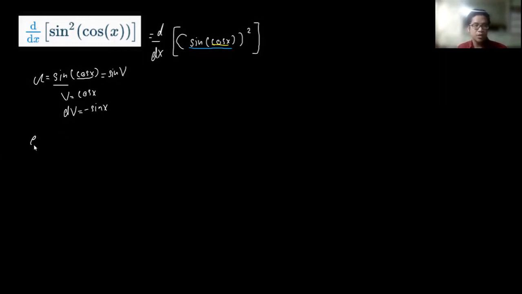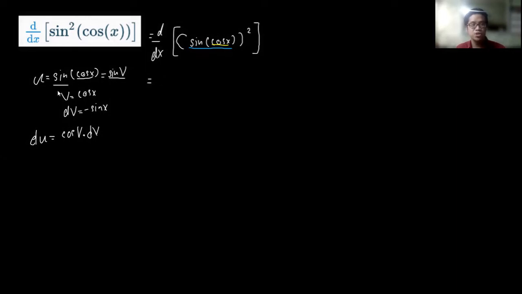Now we have your u, we have your v. Now, how about we get the derivative of your u? So what is the derivative of sine of v? Remember that the derivative of sine is cosine, right? So this is cosine v times the derivative inside, which is your dv. Before we substitute values, let's do it later, first and foremost.